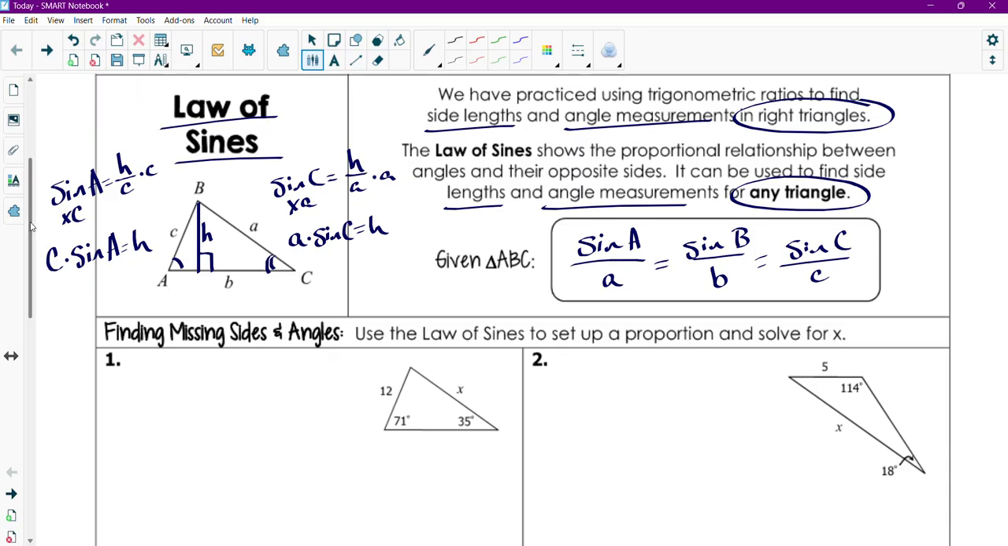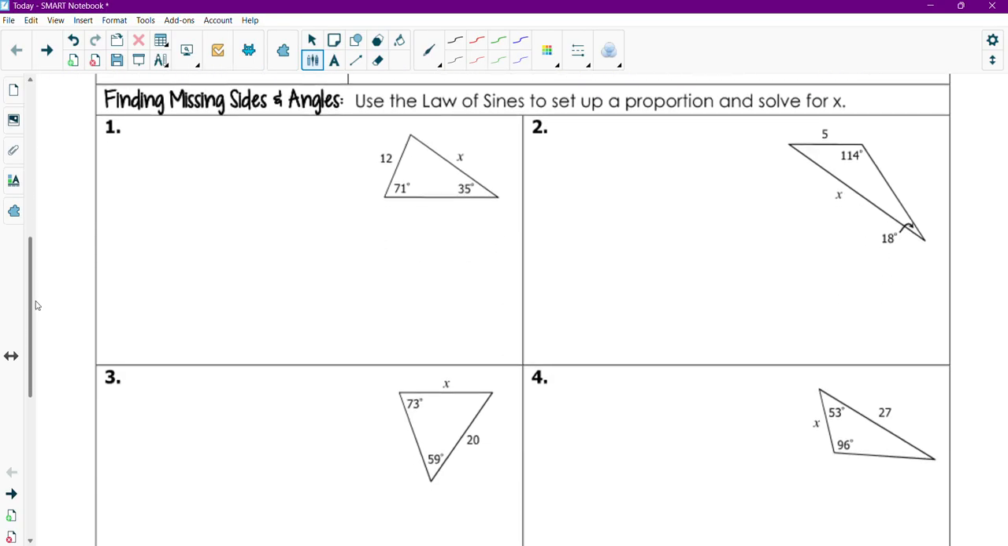But now I'm going to show how to use it. So we want to think about what sides were given and what angles were given. Those two go together. Sine of 35 over 12 is equal to, these two also go together, sine of 71 over x.